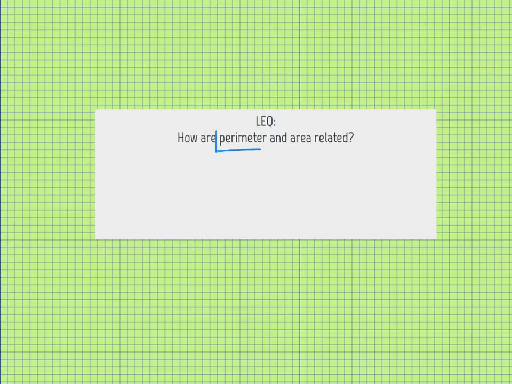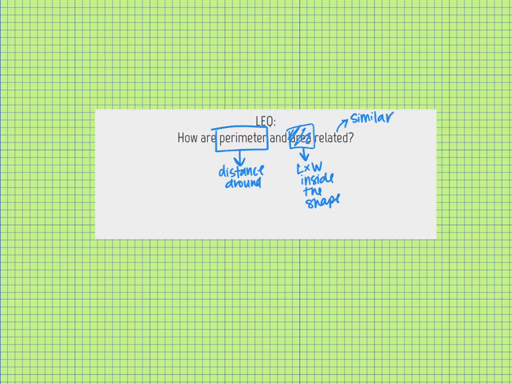So how are perimeter and area related? I like to shade in area so that we know that area is what's on the inside. Perimeter, remember, is the distance around. And area is length times width. So we want all of the stuff inside the shape. Okay. And how are they related? How are they similar? How are they connected somehow?